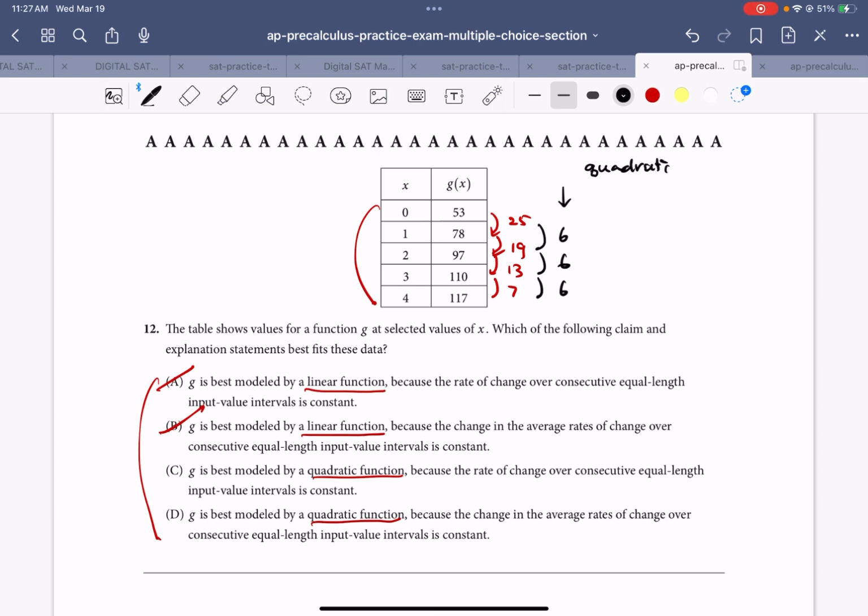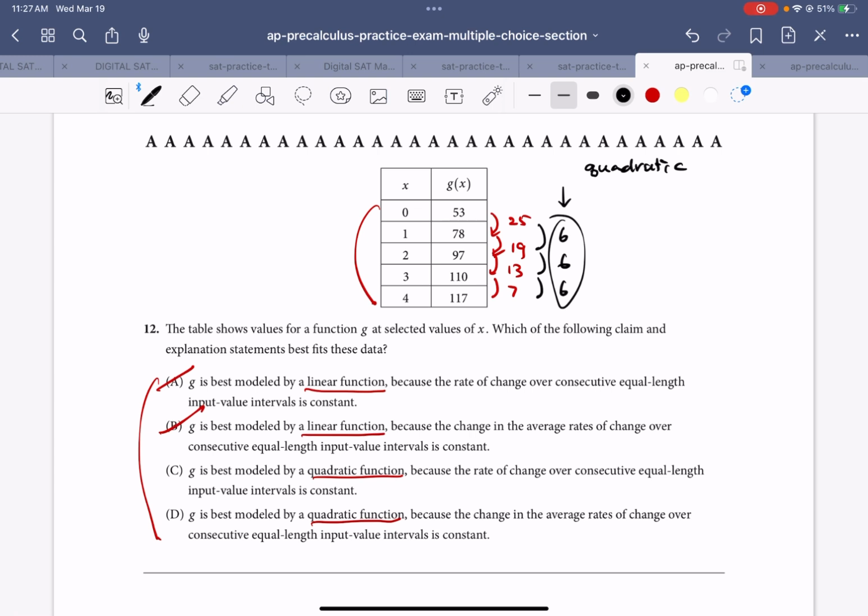Okay, so this is definitely a quadratic function. Remember, if it's the second column, this data has a common difference. That means it shows it's a quadratic function. Now then, what's the justification? It's like, why? What's the claim? So let's read it. Because the rate of change over consecutive equal-length input value intervals is constant.